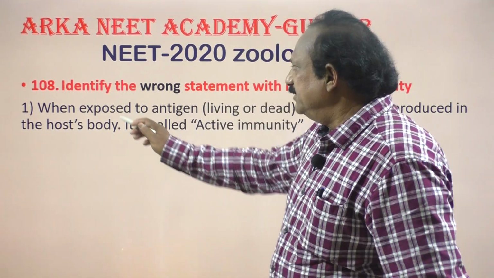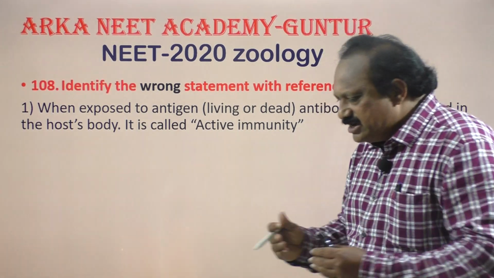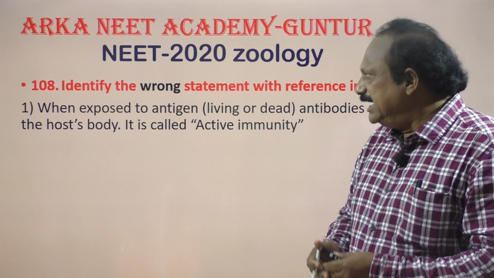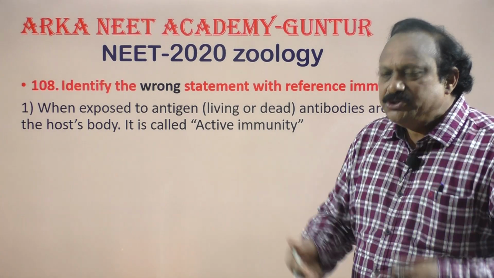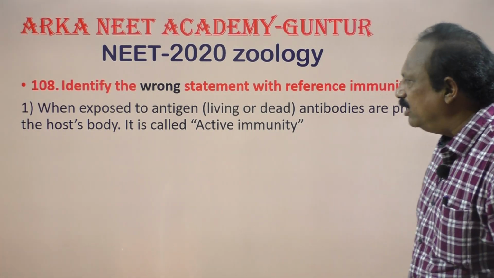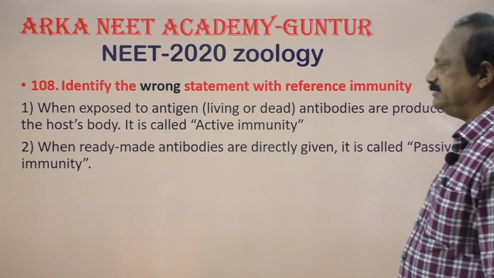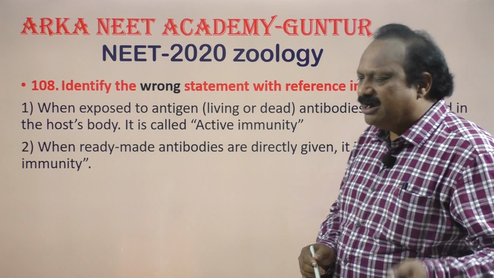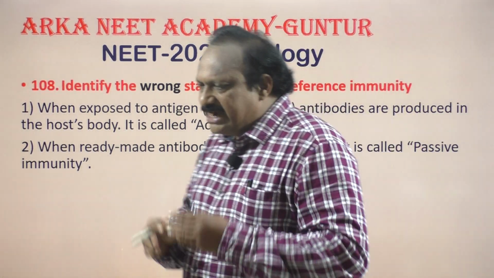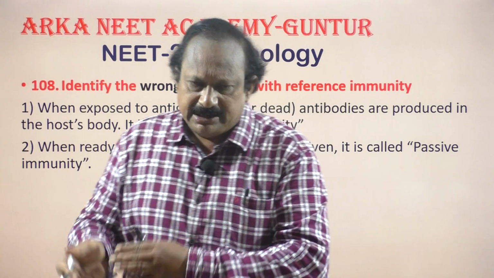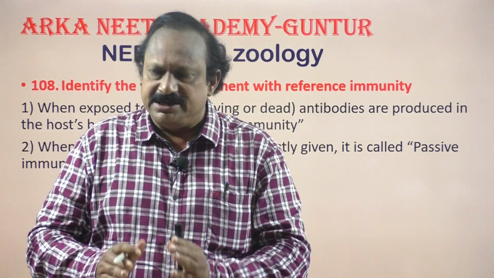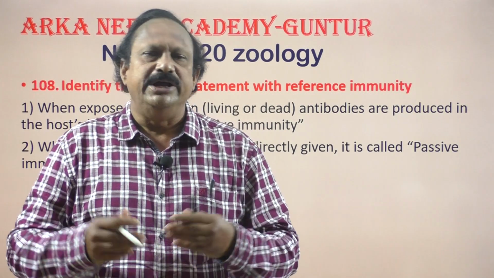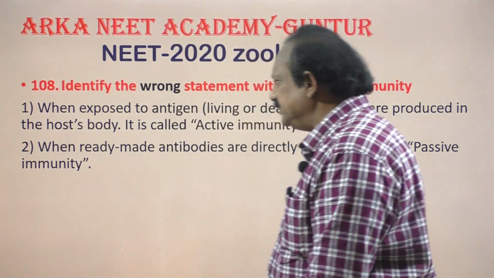So here the first statement is correct. When our body is exposed to the antigens, whether dead or live, antibodies are produced in our body. This is called active immunity. This is correct. When ready-made antibodies are directly given, this is called passive immunity. The antibodies present in the mother or in some other animals are transferred into the receiver. We call it passive immunity.